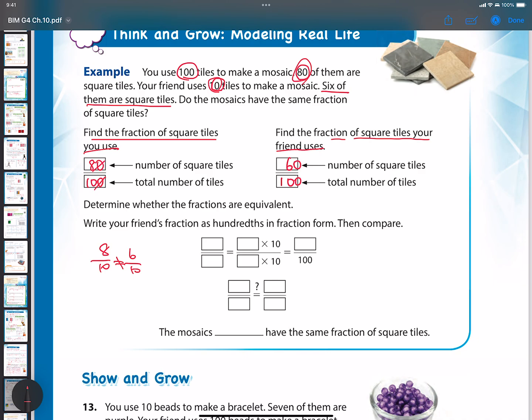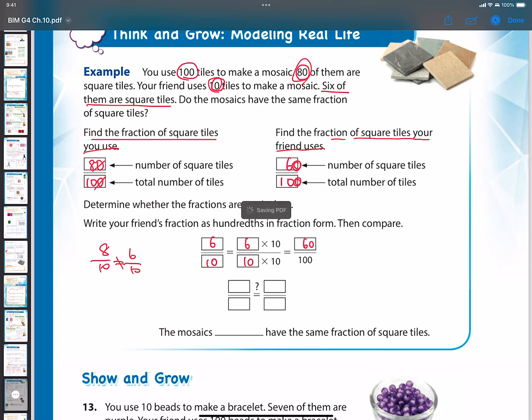Write your friend's fraction as hundredths in fraction form. Your friend's is 6 over 10. 6 over 10 times 10 over 10 is equal to 60 over 100. That's what we did in here, right? Just simply add the same amount of zeros, because we know if we multiply by 100, you are going to add 2 more zeros. If you are multiplying by 10, then you are going to add 1 zero, right? So let's make it simple.